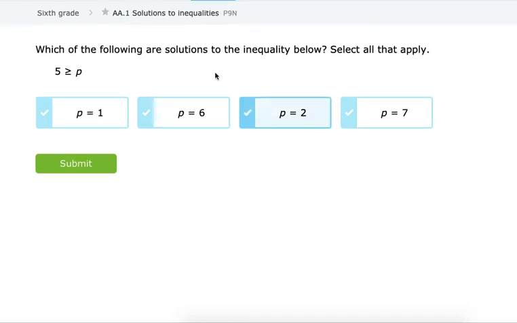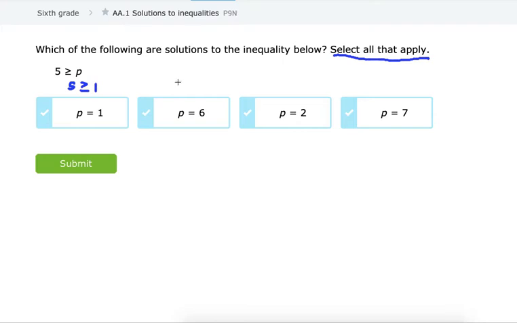So you'll be given which of the following are solutions to the inequality below. And notice it says select all that apply. You need to be careful. Sometimes maybe one will work. Sometimes they'll all work. Sometimes maybe a couple work. But you need to see which ones apply. So the first one is 5 greater than or equal to 1. Is that a true statement? Is 5 greater than or equal to 1? That one works, doesn't it?